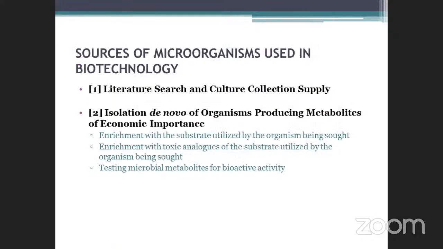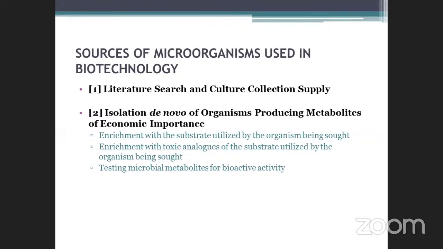So that depends, and you can screen different compounds which have certain activity produced by different microorganisms. As for the source of the organism used in biotechnology, you can either search the literature, and based on that you can order your particular culture from the culture collection center, and they supply it to you if there is viability of the culture. So this is one. Otherwise, isolation de novo of organisms producing metabolites of economic importance, for example, antibiotics or pigments or enzymes.